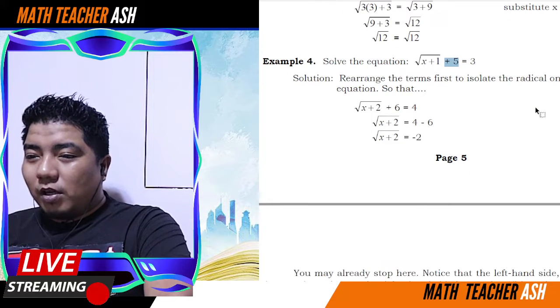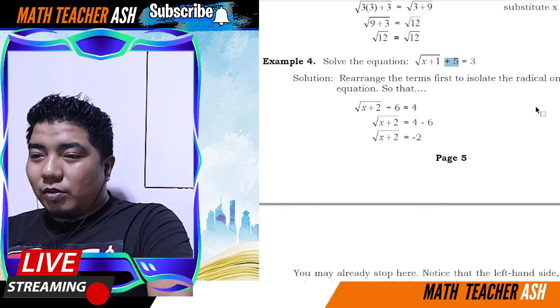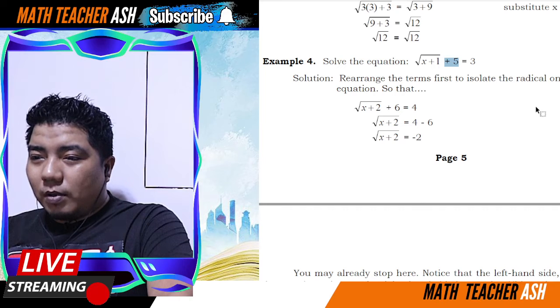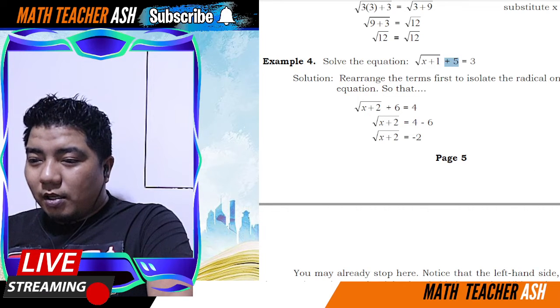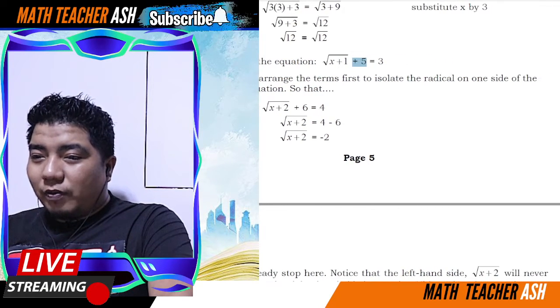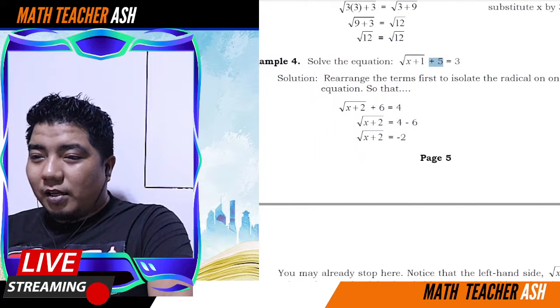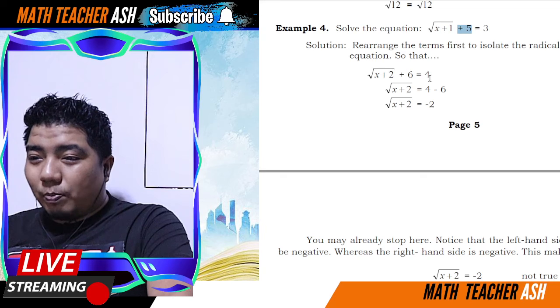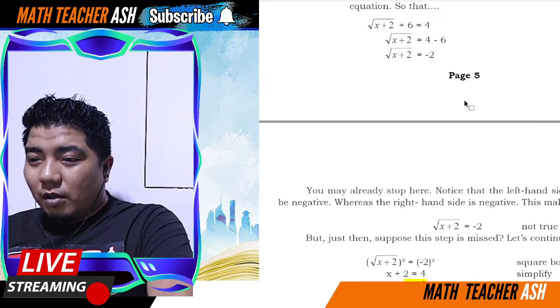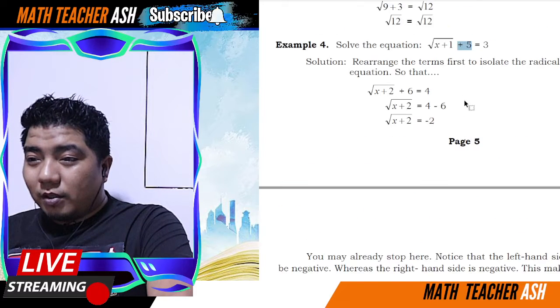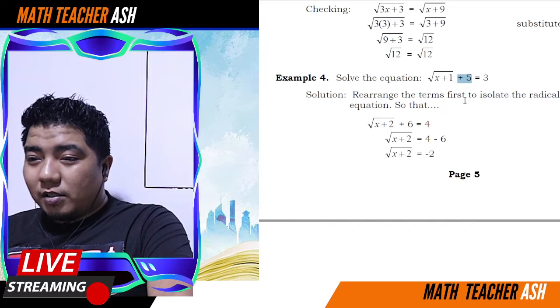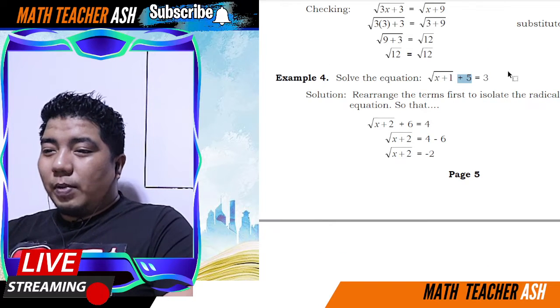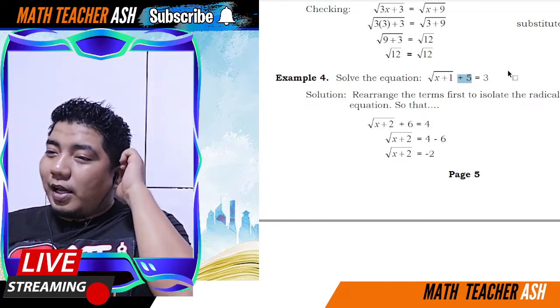So, ano ba tong nangyayari ngayon? Alright. So, we will rearrange this one. Ano ba ginawa dito? Bakit nag-plus? Okay. So, rearrange the first term to isolate the radical side. Bakit iba na ang given? Ayan, naging x plus 2 plus 6 is equal to 4 na. Ba't nag-iba? Okay, sige. So, ano ba to? Module na ito. My God.